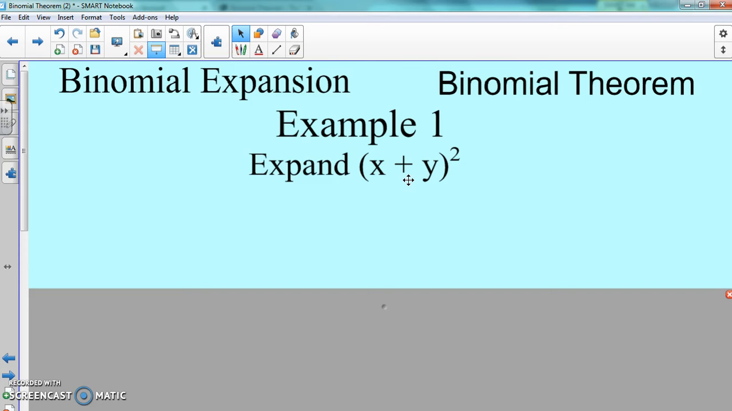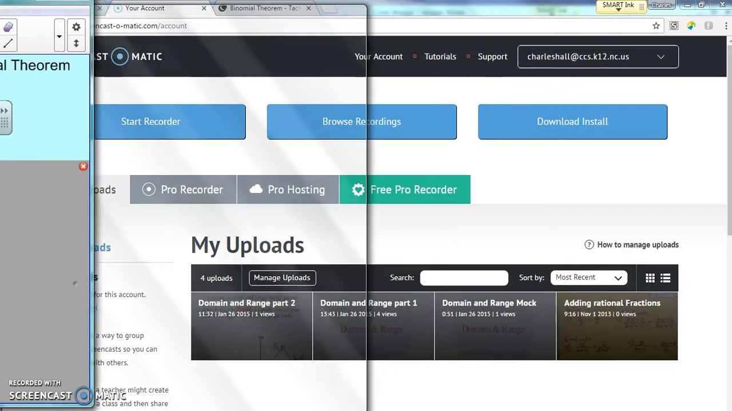So here, binomial expansion or theorem. Example 1, we're going to expand (x + y) squared. We've already talked about the expanding part, so let's look at it again. And we talked about this part right here. This tells you which line of Pascal's triangle to look at. Here we're looking at the second power, so when it comes to our triangle, we're looking at the second line.